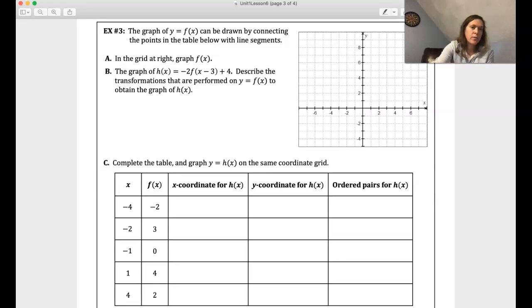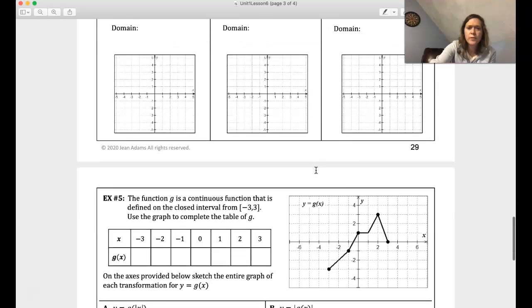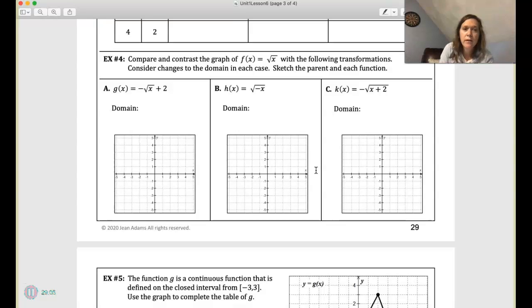Let's move to example 4. So this one's a bit lengthy. We have a few different variations to do of our square root graph. So again, when you get to calculus, it's really important to be able to, 1, identify what a parent graph would look like, and then 2, what would be happening to the parent graph based off of these different types of transformations. Okay, so we have here the square root graph is our parent graph.